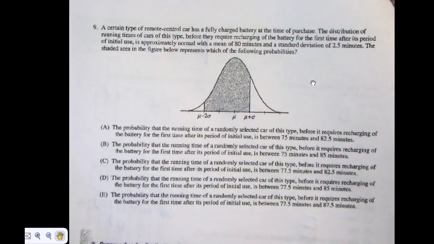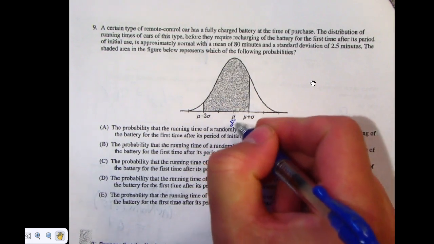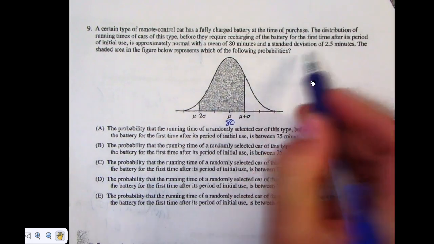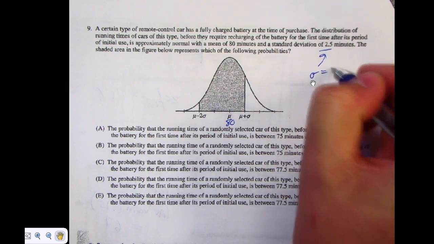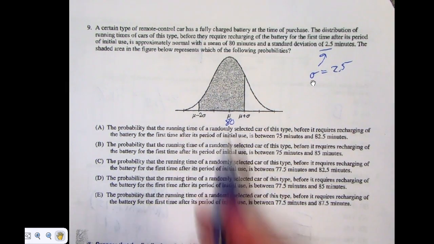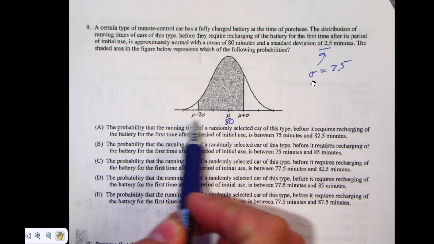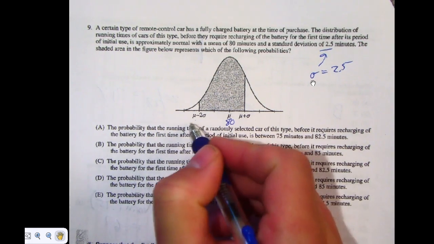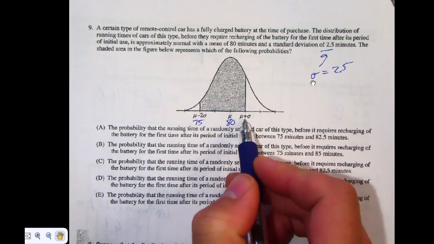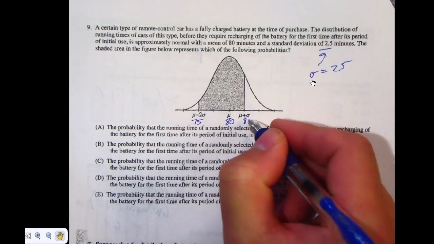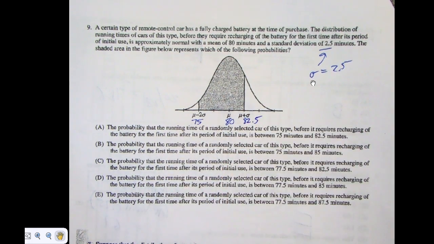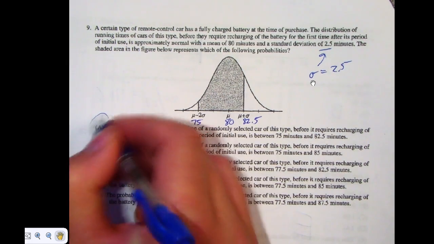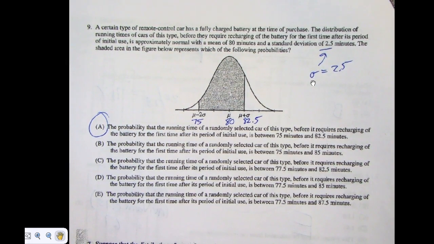All right, for 9. We've got a mean of 80, a standard deviation of 2.5. So this right here represents the mean minus 2 standard deviations, which would be 75. And this represents the mean plus 1 standard deviation, which would be 82.5. Basically I'm just looking for those numbers. So it's A. Fair enough?